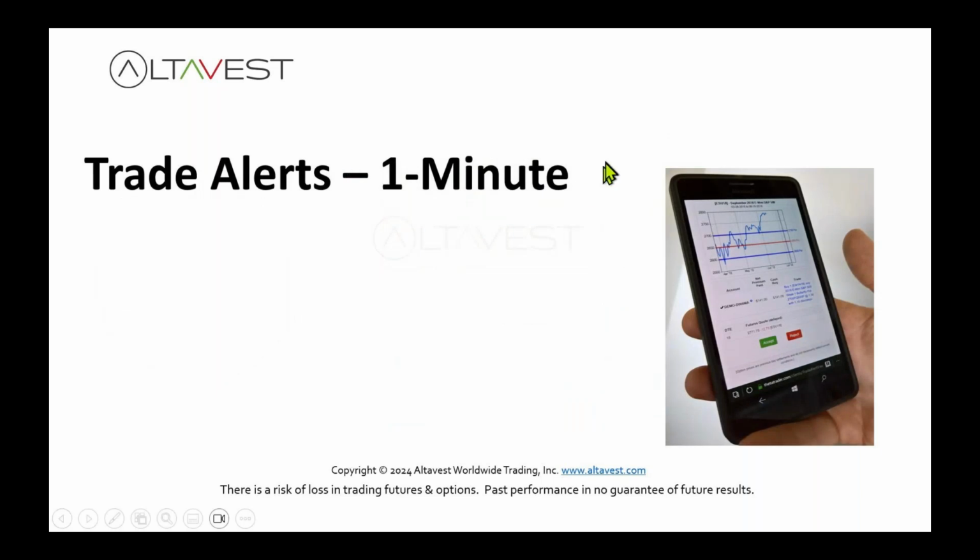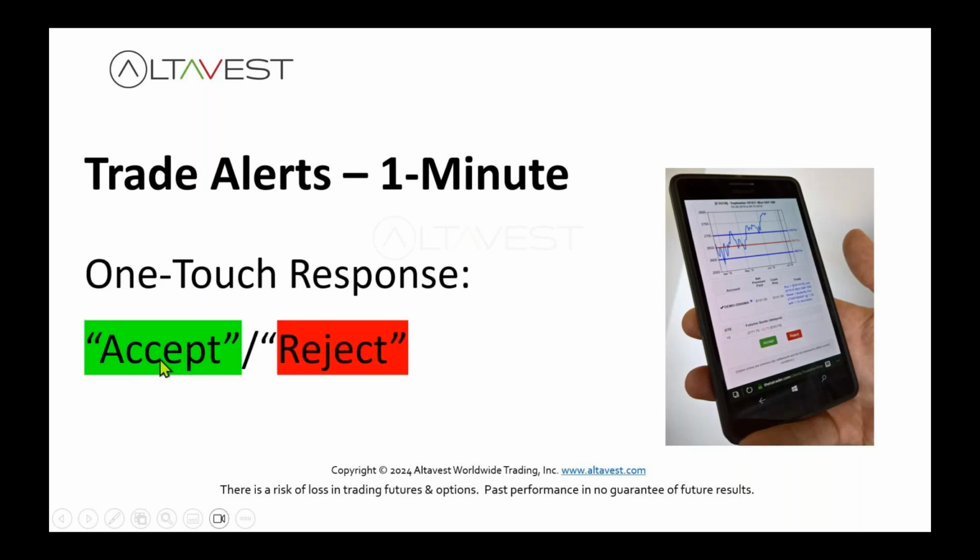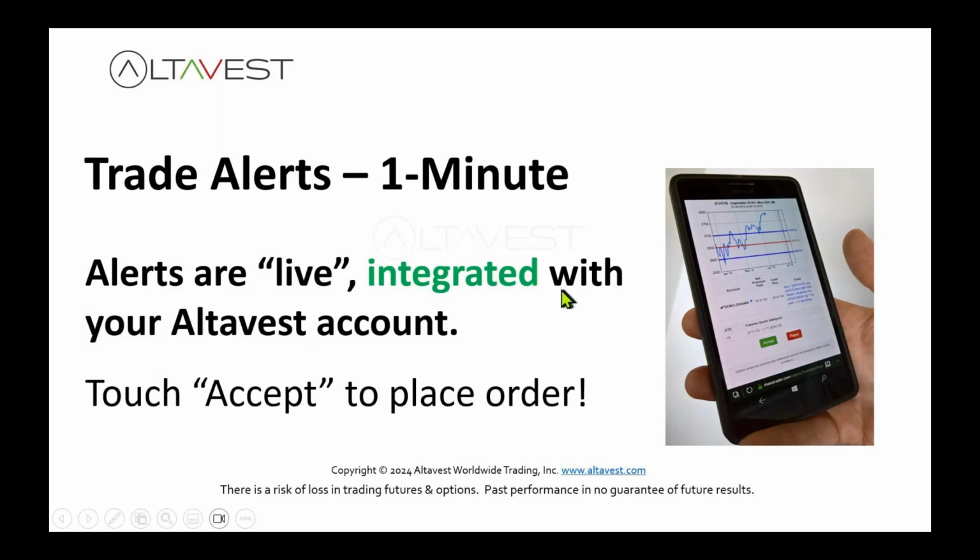But this, I think, might be the best feature of all. These are the trade alerts. These are trade alerts unlike anything you've seen before. Normally you receive an email or a text message, and then you have to log into your account somewhere and copy everything over and try to copy what the trade alert says. But these are one-touch responsive, and you simply touch accept or reject on your smartphone or even via email. There'll be a link, and then everything is transmitted back to us. So these are what we call live or integrated alerts with your AltaVest account. You touch accept and the order is placed.